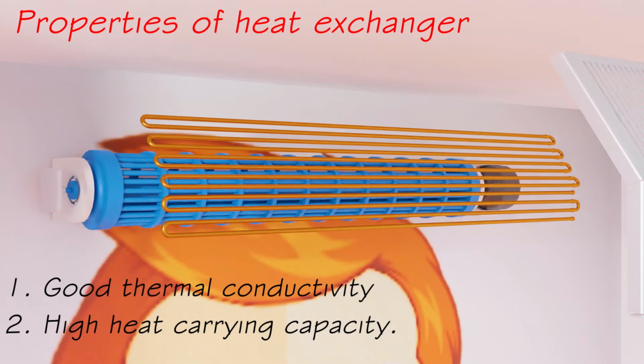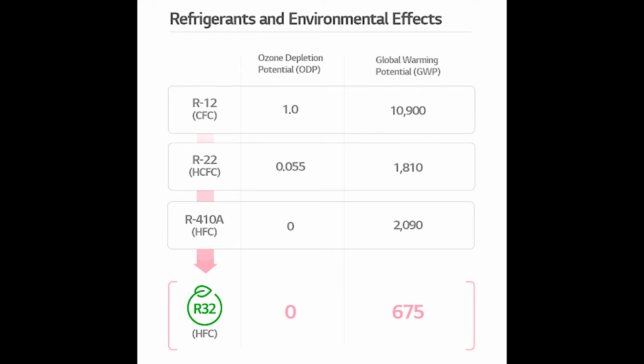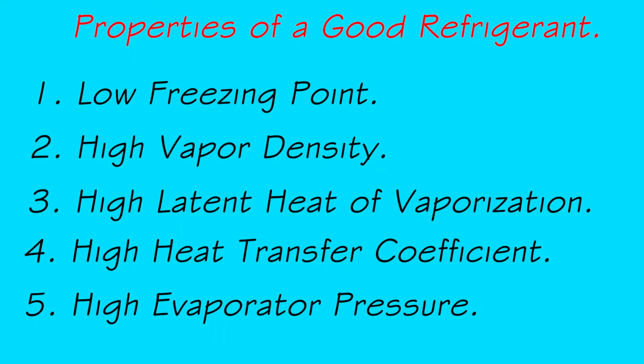And for this, refrigerants are used. Refrigerants, or coolants, play a major role in air conditioning. It is because of refrigerants that the air gets cold. Here are some properties of refrigerants. Just have a look. I will explain each as the video proceeds.